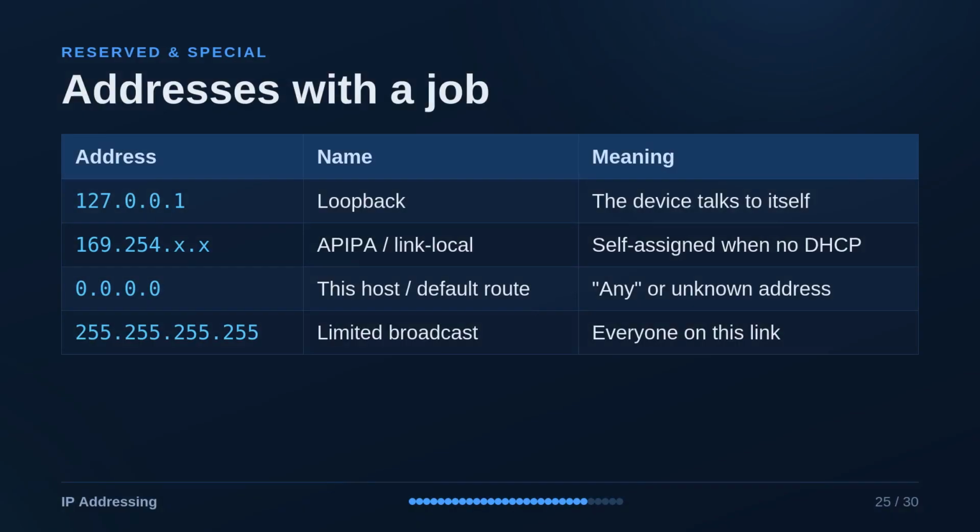A few addresses are reserved for special jobs. 169.254 is the link local address a device gives itself when no DHCP answers. Recognize these and you'll never be confused by them.